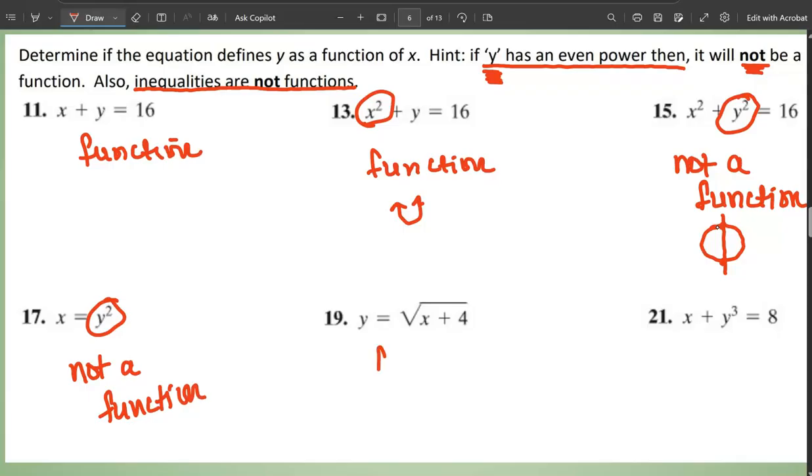Y squared, not a function. Radicals are functions. I need to be careful on this one. I need to think it's y to the third power, but I remember up here it said an even power. So this one is a function.